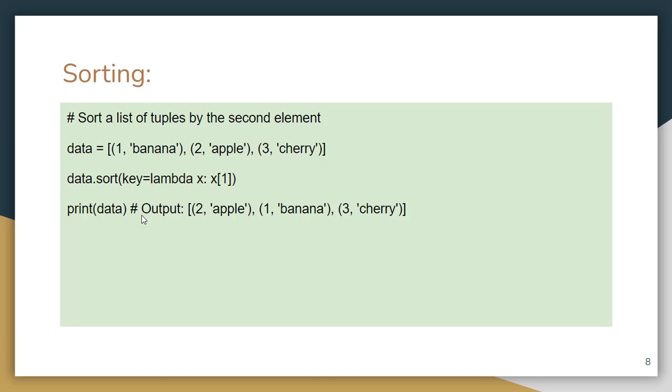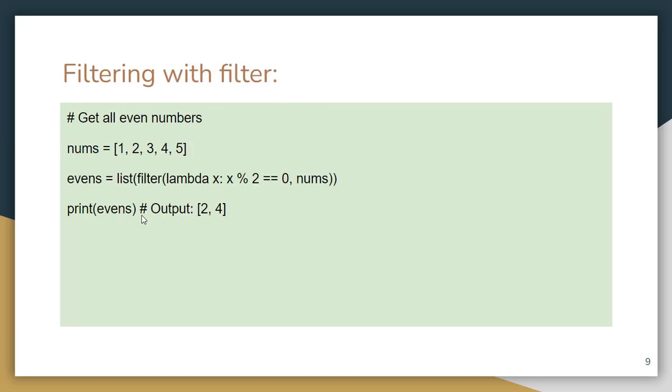And so whenever we display data after sorting, the output will be 2 apple, 1 banana, and 3 cherry. That means sorting is on text, that is the second element. Apple starts with A, and it is sorting like A to Z. So you can see apple, banana, and cherry.